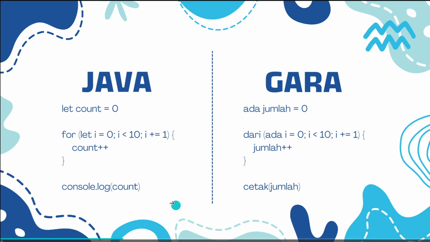So if you see, the difference between the Java programming language and Gara is actually small and maybe even the same, but it just differs in the language of the keywords. For example, in Java we have let, but in Gara we just use ada. For Java we have for, in Gara we just use dari. After that, in Java, print is console.log. In Gara we simply type cetak, and it prints the same result.